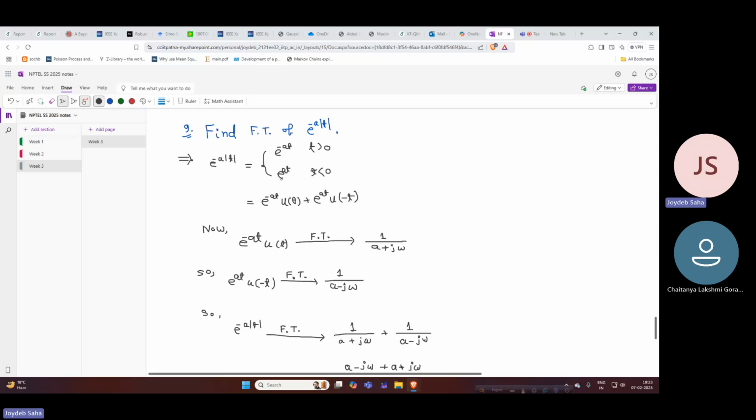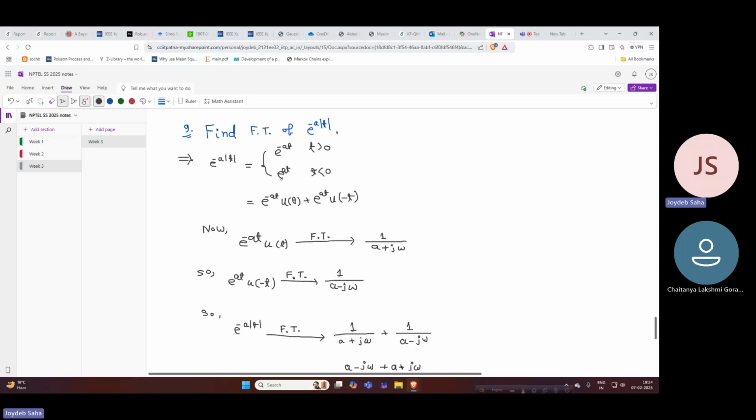And using the time reversal property, we can know the Fourier transform of e to the power a u of minus t. So we have calculated this, and now we sum up. That means e to the power minus a t u of t plus e to the power a t u of minus t is equal to 1 upon a plus j omega plus 1 upon a minus j omega.